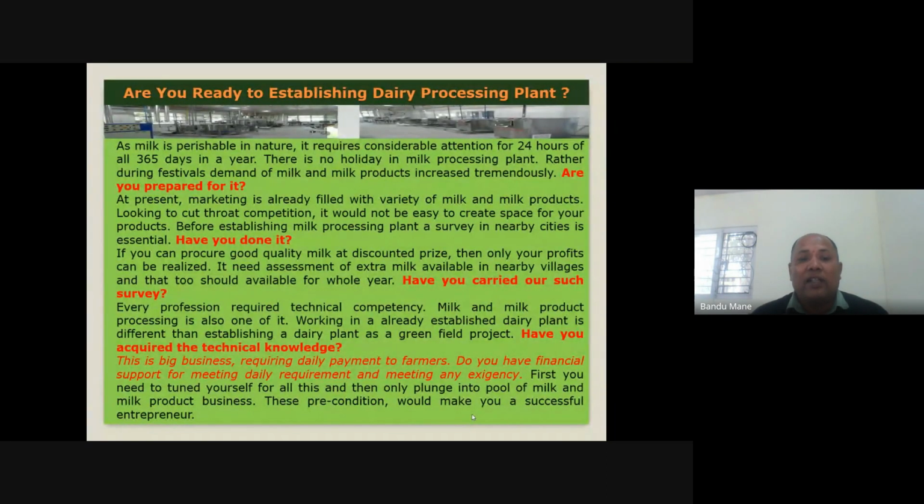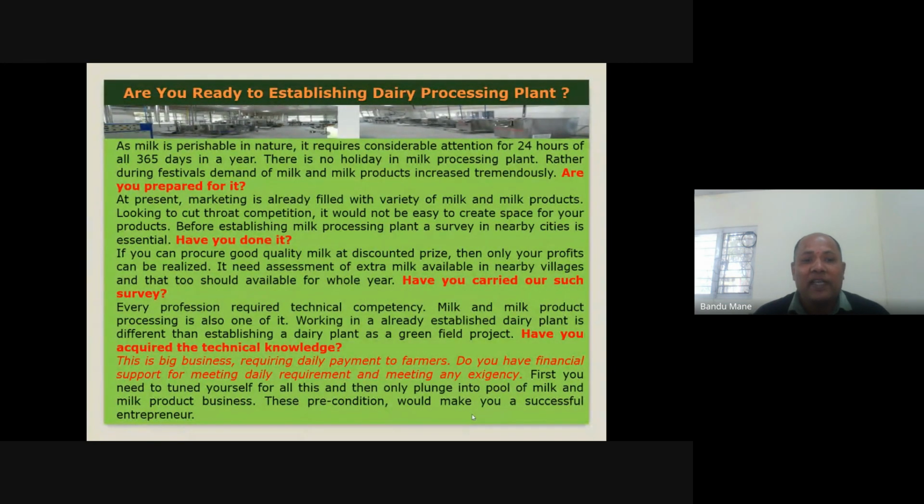Then another aspect is, if you can procure good quality milk at a discounted price, then only your profit can be realized. It needs assessment of extra milk available in nearby villages, and that too should be available for the whole year. If you observe, the milk production is very variable. In the rainy season, the milk production increases. When it comes to the end of the winter or summer season, the milk production is reduced because of the availability of green fodder and feeds. That is the variation in milk production. So round the year availability is the key point for establishing the milk processing plant. And before starting or establishing a milk plant, you have to carry out such a survey in your area, villages, or surroundings.